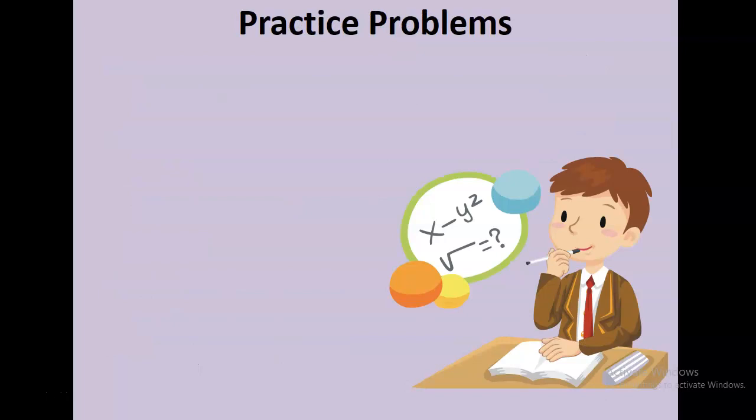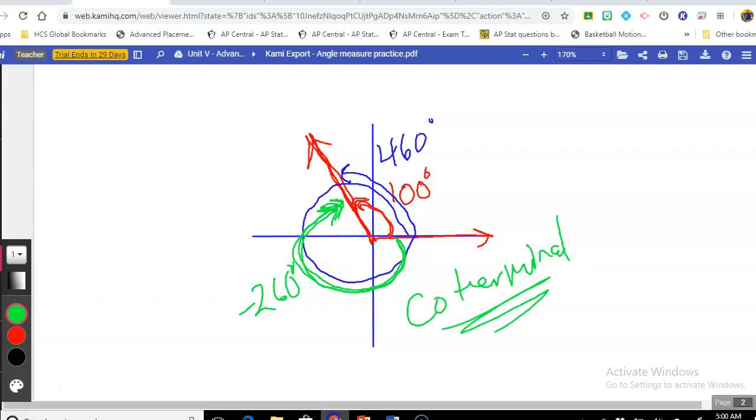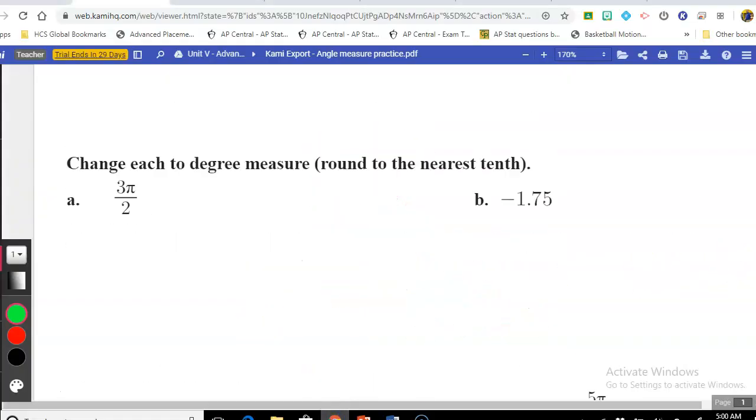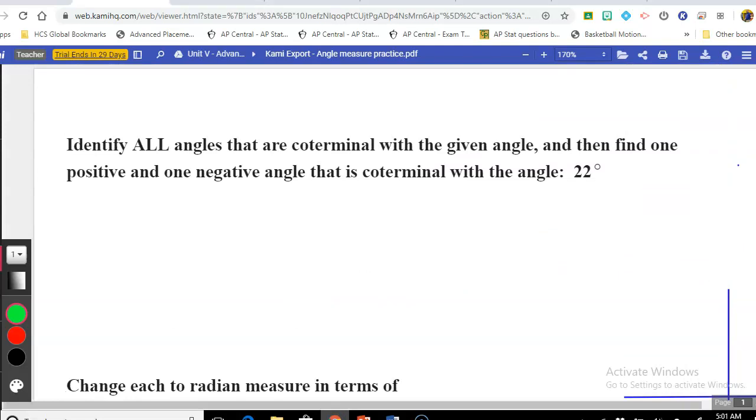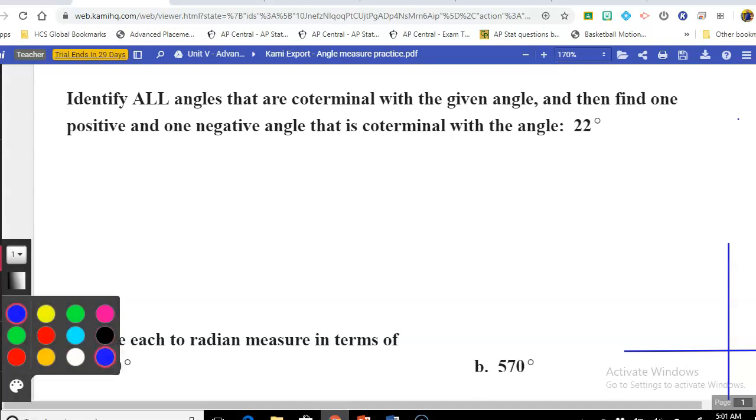Okay, so let's take a look at some practice problems here, just to get a feel for working with some of these. The math is not too complicated, just some concepts that you need to get used to talking about. Our first practice example is to identify all angles that are coterminal with a given angle, and then find one positive and one negative angle that is coterminal with the angle 22 degrees.